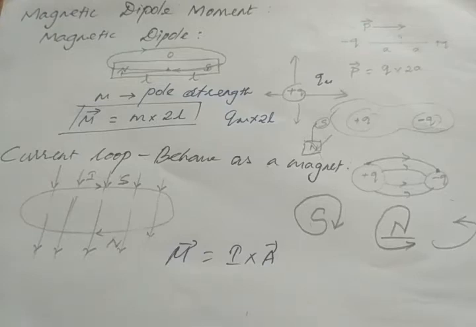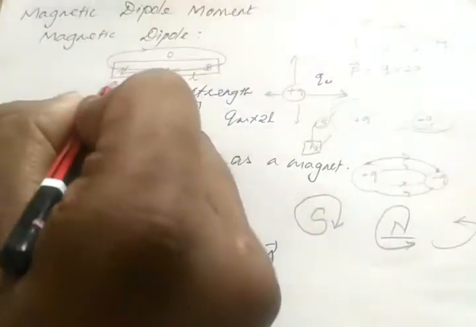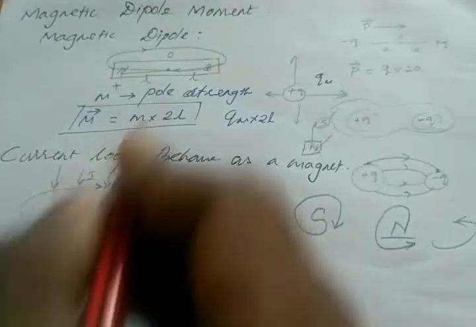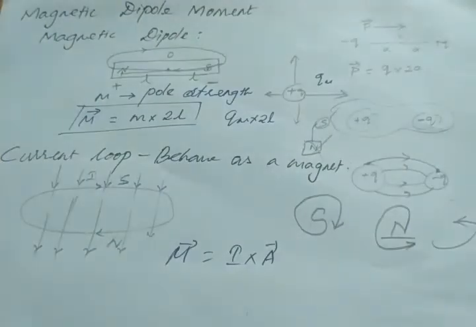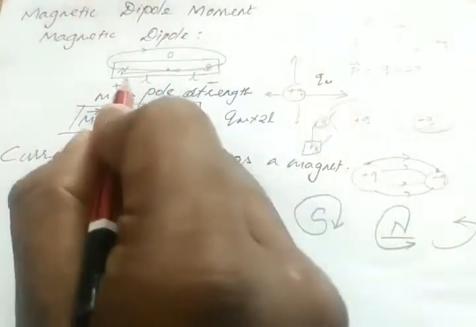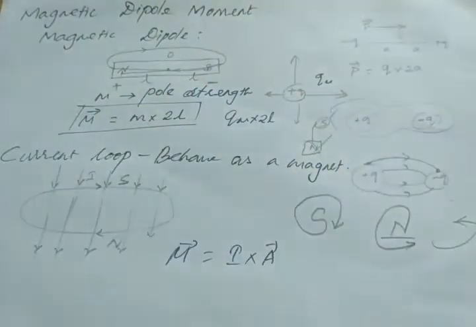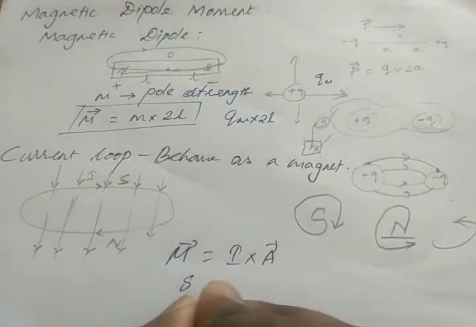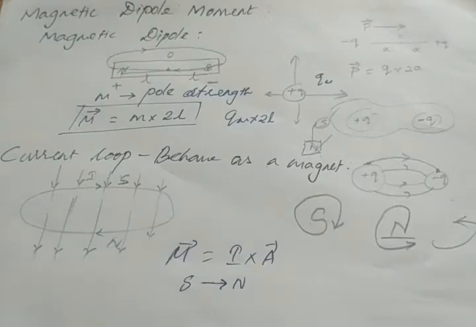It starts from the negative charge and ends with the positive charge, right? So here we take our north pole as positive and our south pole as negative. Okay, so here also the magnetic dipole moment starts from negative and ends with positive, which means it starts from south and ends with north. Clear?